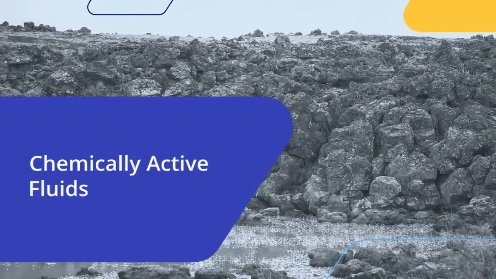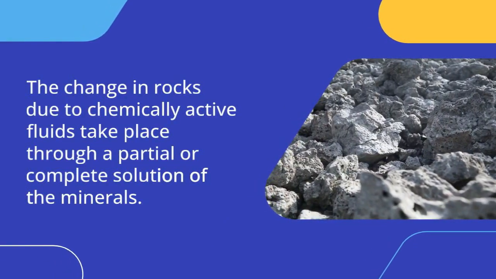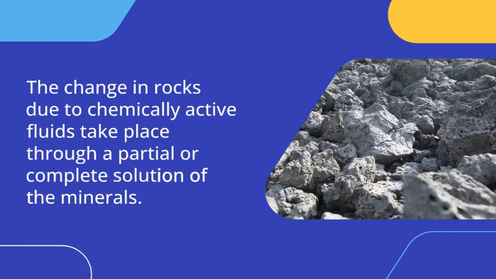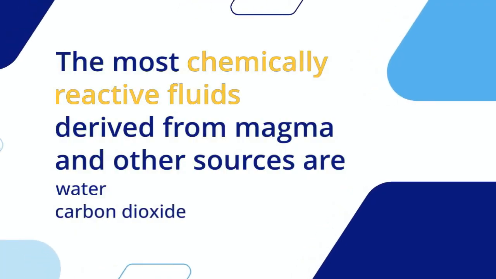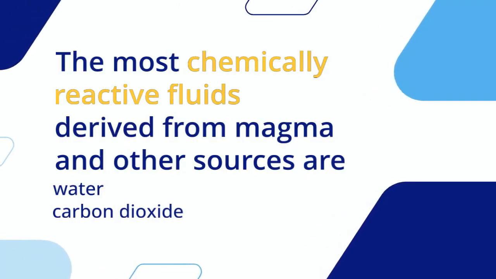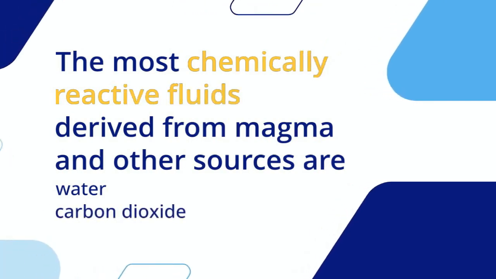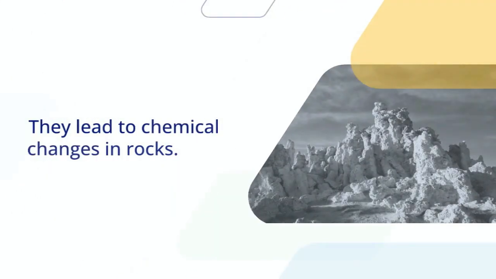Chemically active fluids. The change in rocks due to chemically active fluids takes place through a partial or complete solution of the minerals. The most chemically reactive fluids derived from magma and other sources are water, carbon dioxide, etc. They lead to chemical changes in rock.